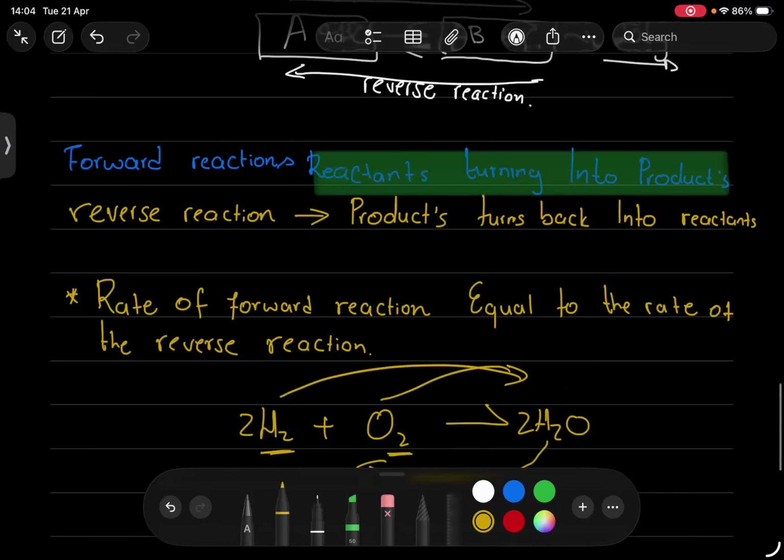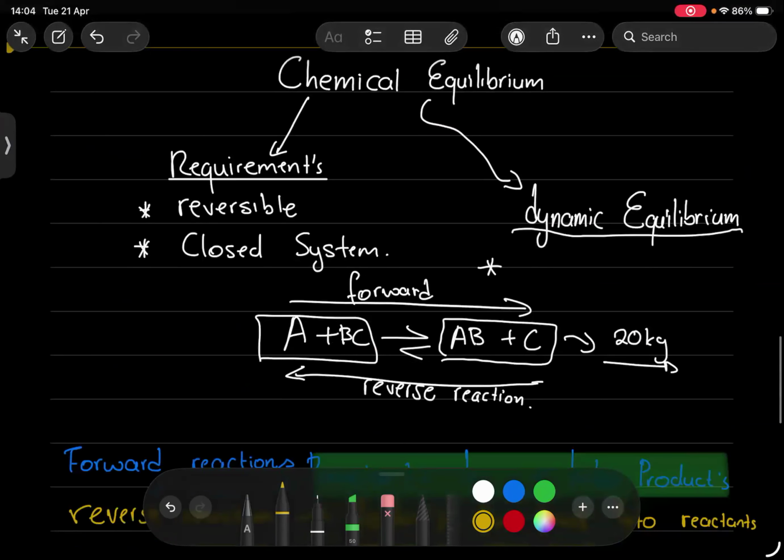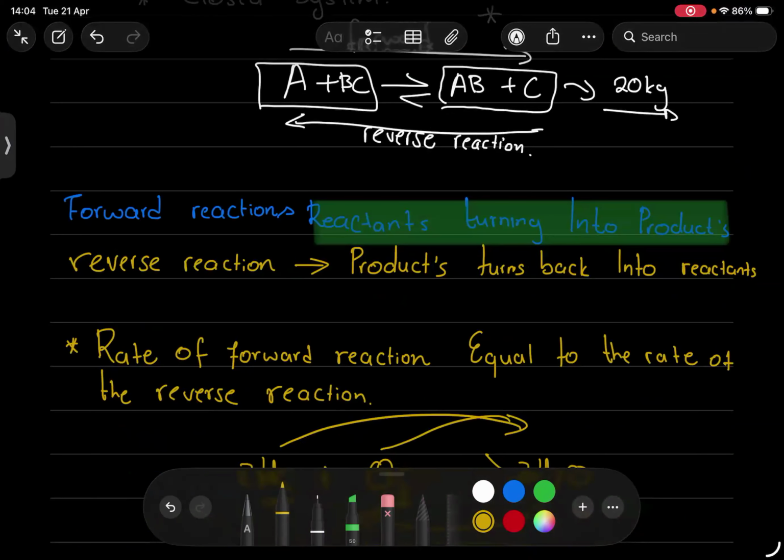Yes, sir. Because I need you to understand this first part: what is chemical equilibrium about? If you check here, they are telling you that dynamic equilibrium is the rate of forward reaction being equal to the rate of the reverse reaction.